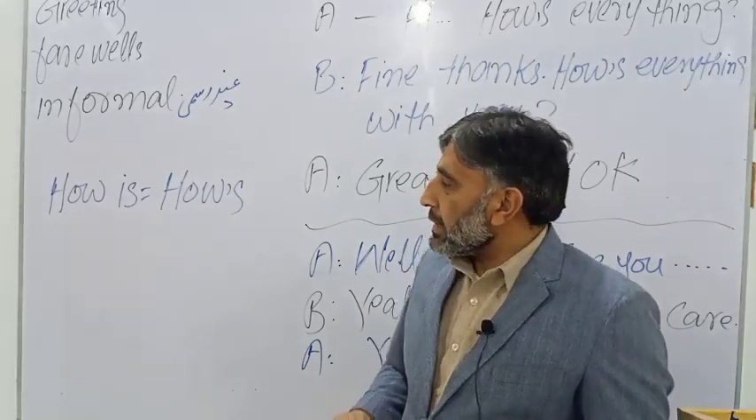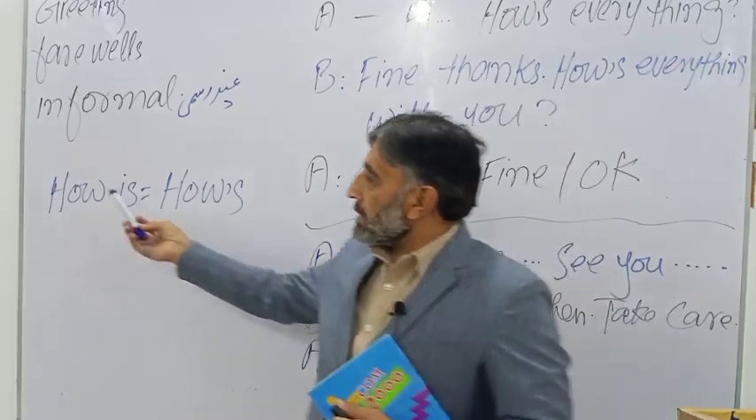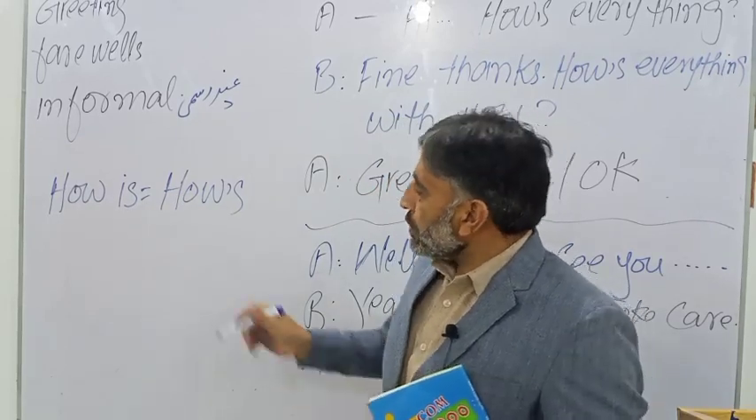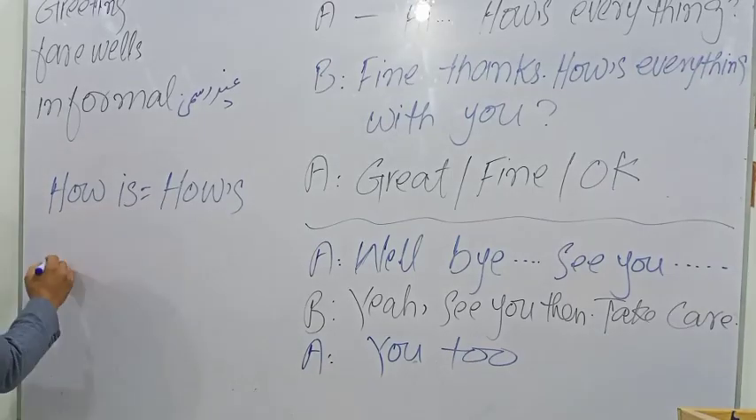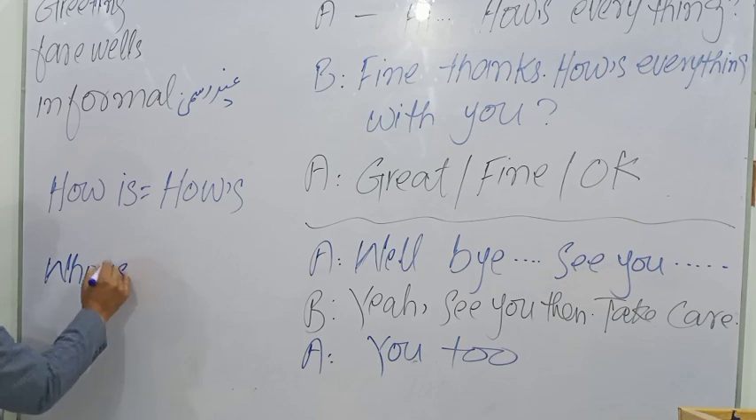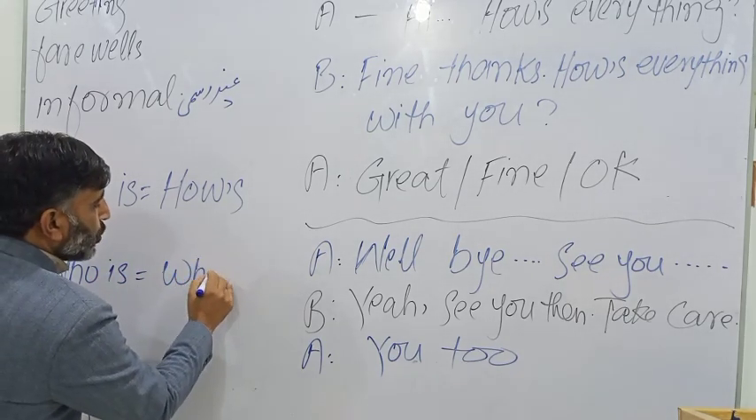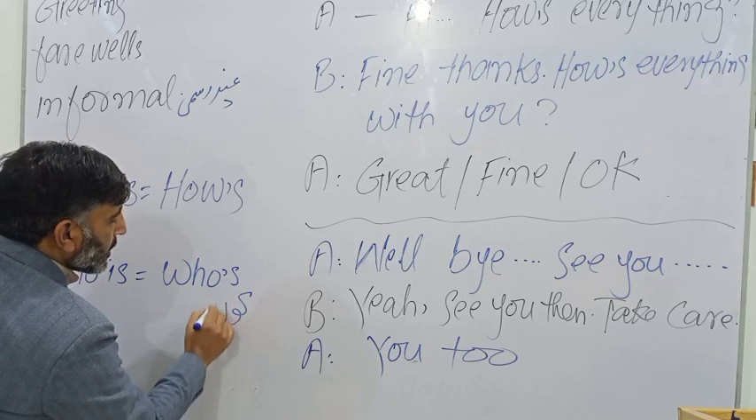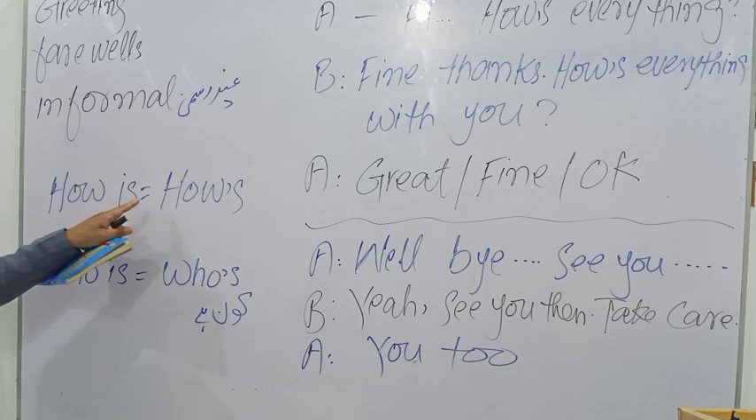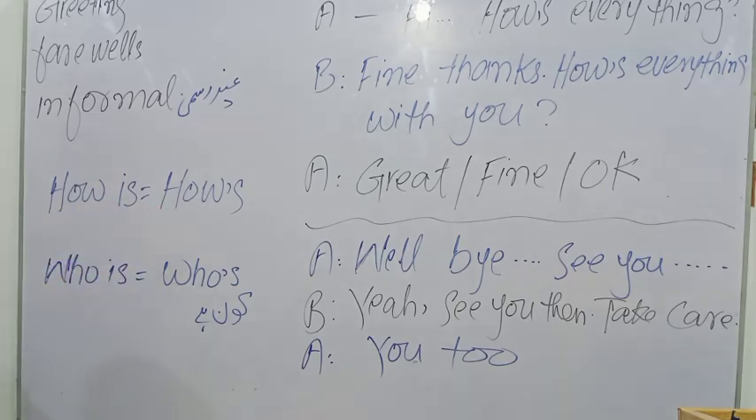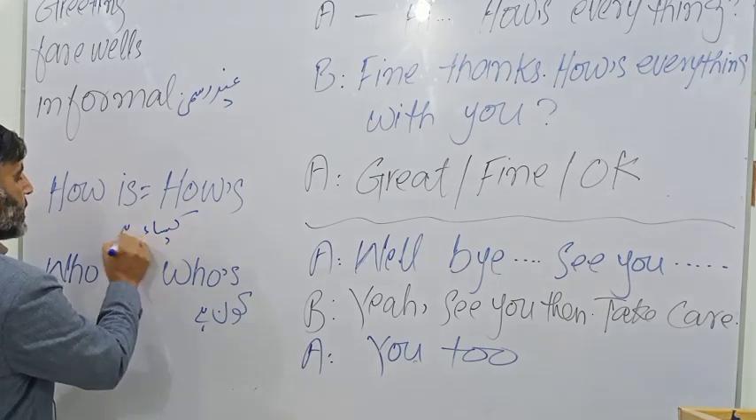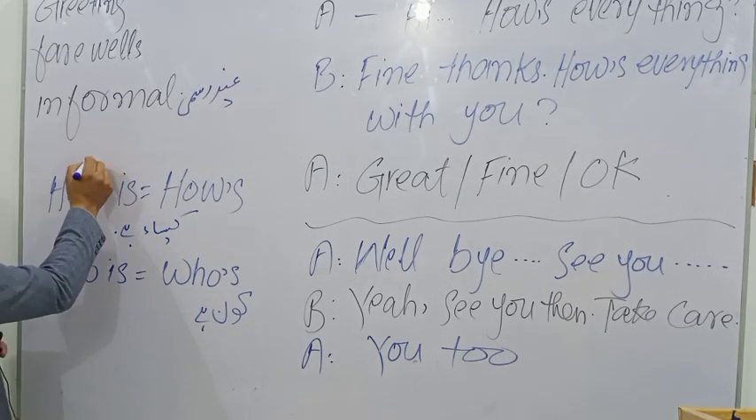Similarly, in this activity, we will use how is. So what is the contraction form of how is? Who's, so? Yahi hai. Who? We discussed it yesterday. Who is. So the contraction form of who is is who's. Who's means kon hai. And today we will talk about how is. So what's the contraction form of how is? How's. How's means kaisa hai. Kaisa hai, how's. We will pronounce it how's.